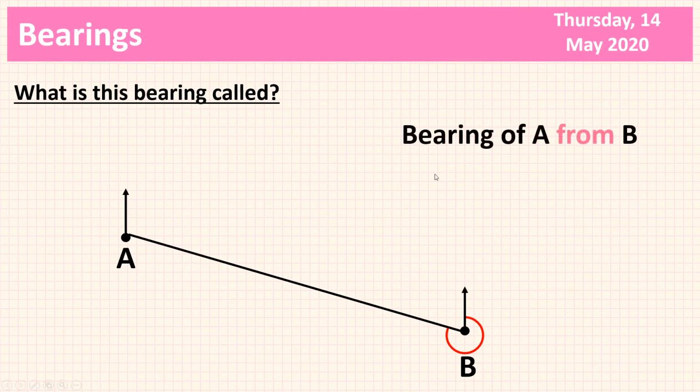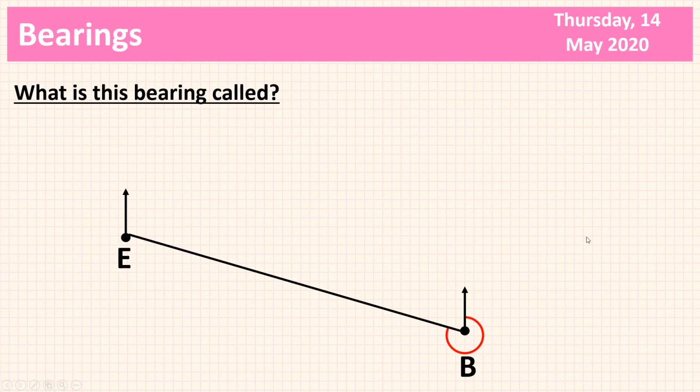Well, if you said the bearing of A from B, you're correct because we are going to A from B. So we started measuring at B and we're going all the way around to measure the bearing to get to A. And we can see we've gone from the north line, we've gone clockwise to get this bearing. So that is the bearing of A from B. What about this one? Well, this one is called the bearing of E from B.